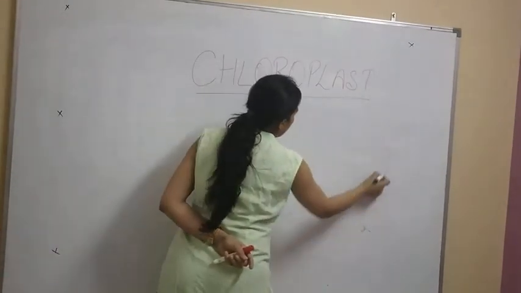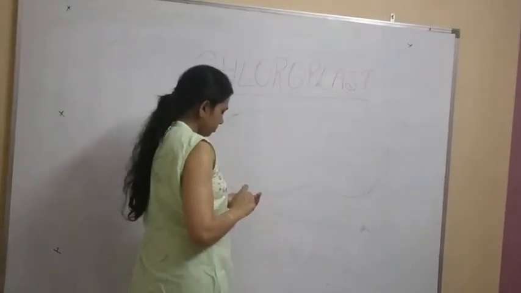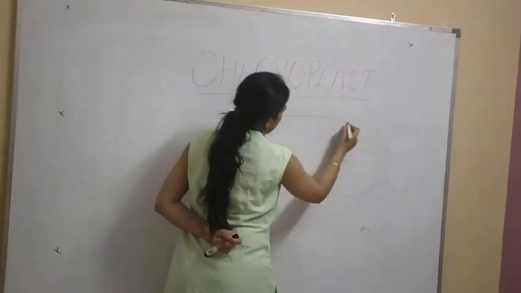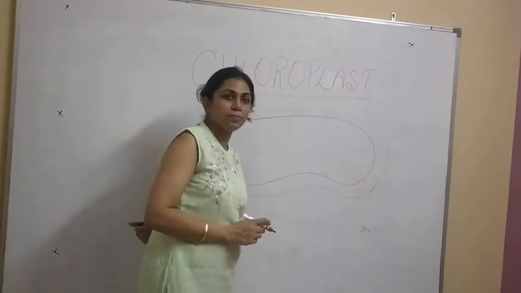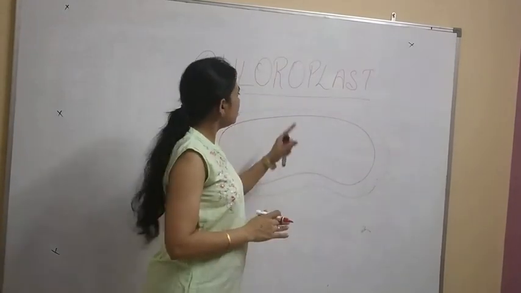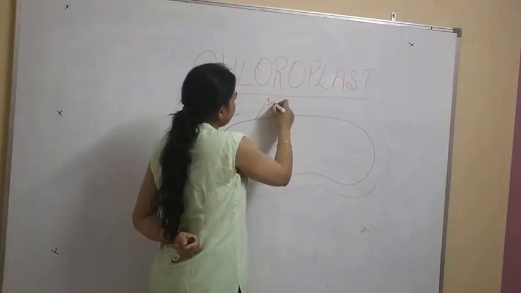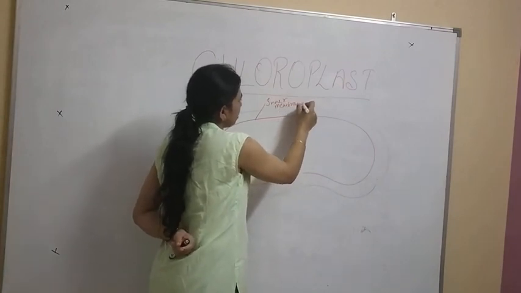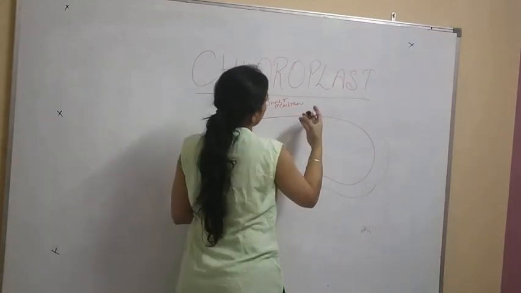Now our chloroplast is a discoid-like structure. It is also a double membrane structure: outer membrane and inner membrane. This is similar in both chloroplast and mitochondria. In both cases, two membranes are present. Double membrane structure is there, inner membrane and outer membrane. Right? This is the outer membrane.